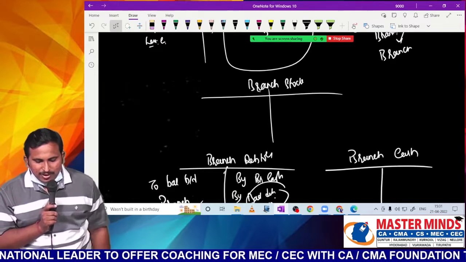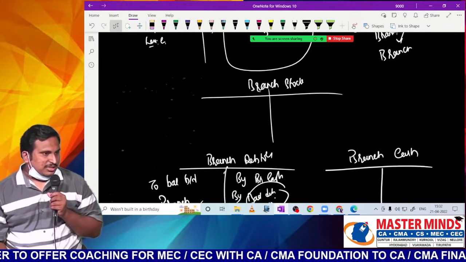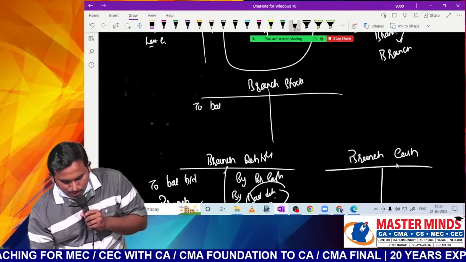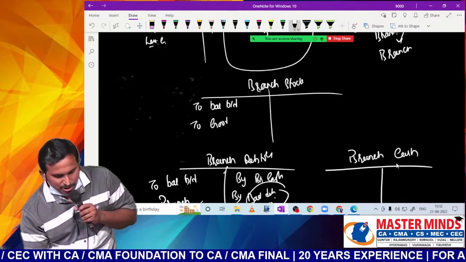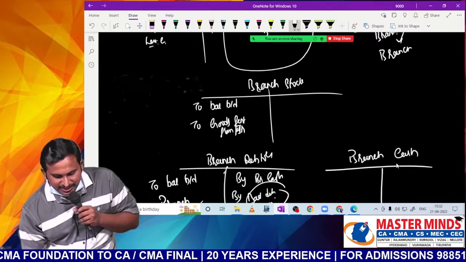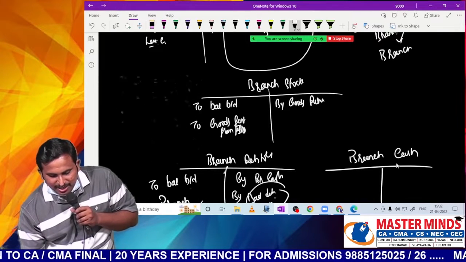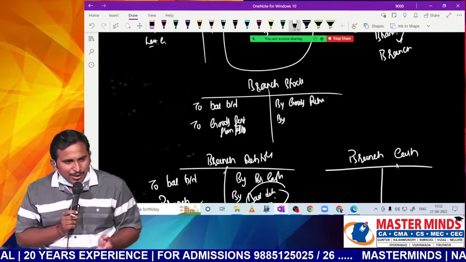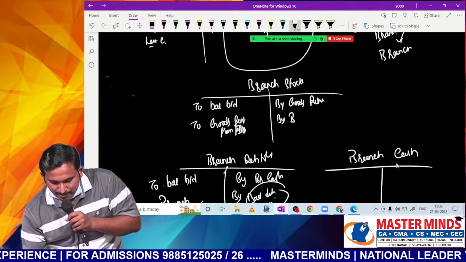Look here carefully, everybody. In the case of the branch stock account, what do we record here? Very simple. As usual, we'll write the opening balance, to balance brought down. Similarly, any goods sent from head office, that we will record as goods sent from head office. If there are any goods returned, then by goods returned. If there are any sales, usually we have purchase and sales. Here we have goods received from head office and sales. Are you getting the point? So sales, what will we write? By branch stock.